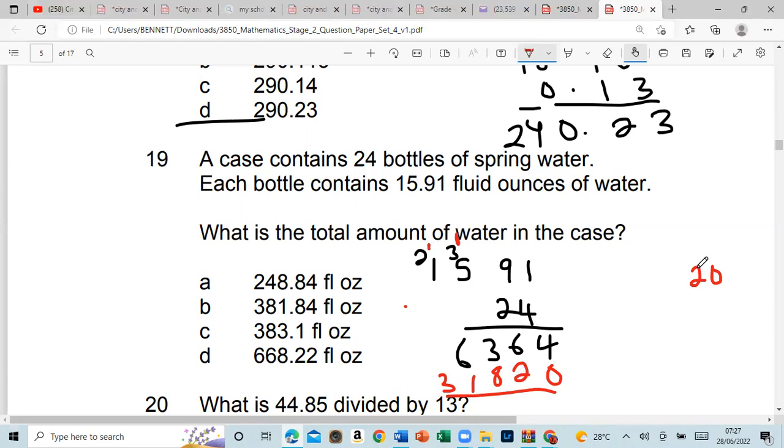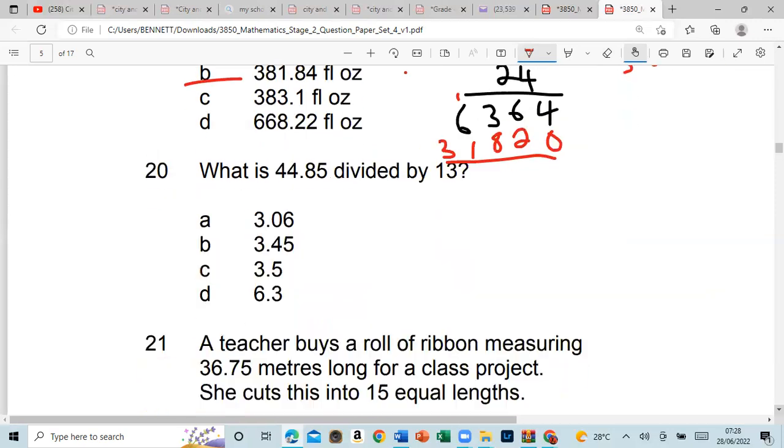No, it's 8. 1, 1, 6, 8. 3 and 8 is 11. So 1, carry 1. So that's 8. And then 3. So 381. So actually 4 and 0, 4. So 381, 2 decimal places, 381.84. So that's what is 44.85.